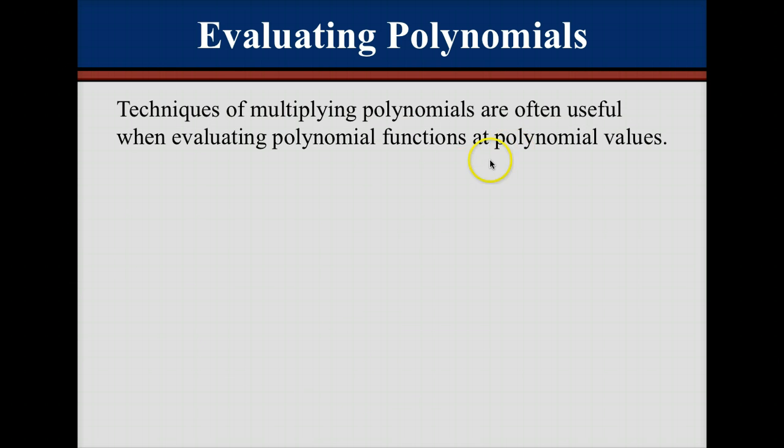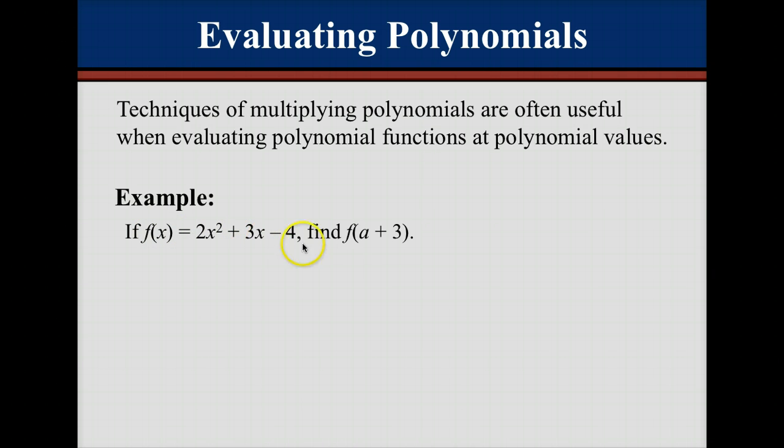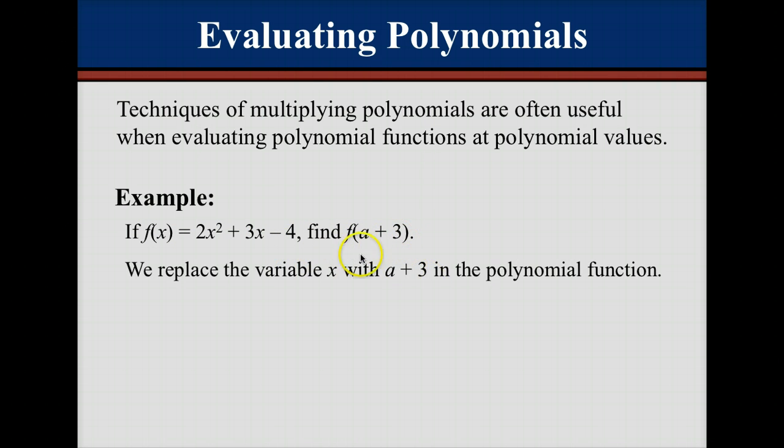Techniques of multiplying polynomials are often useful when evaluating polynomial functions at polynomial values. So we're going to evaluate f of x, this function, when x is a plus 3. So what we're going to do is replace the variable with a plus 3. It's very helpful if you just put parentheses everywhere you see the variable and then just substitute in. It might be very helpful if you mentally do the FOIL method on this one so that you can do a little spot check of your work, and also it will help you with factoring in the future.